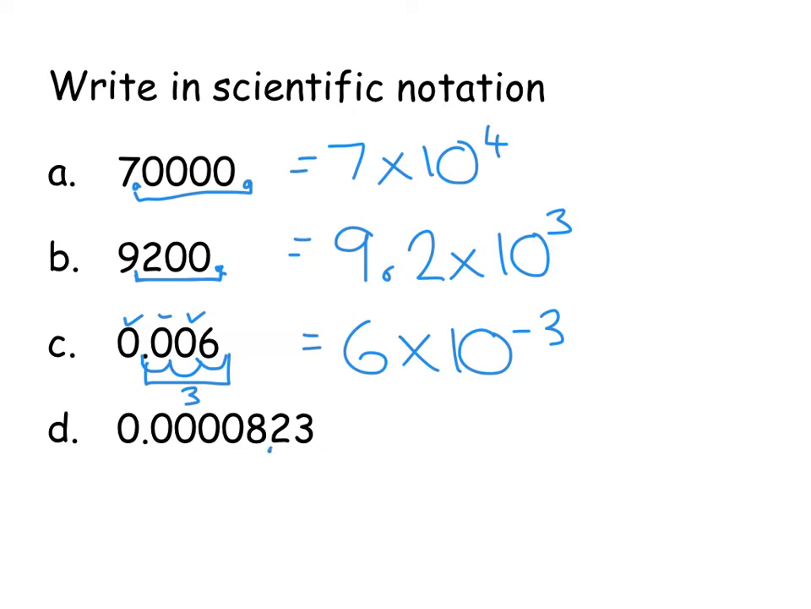On this one, the decimal point is going to go after the 8. So it is going to be 8.23 times 10. And then it is moving from here to here. So how many places is that? That is 5 places. So power -5. Also 1, 2, 3, 4, 5. 5 zeros at the beginning. So that's your writing in scientific notation.